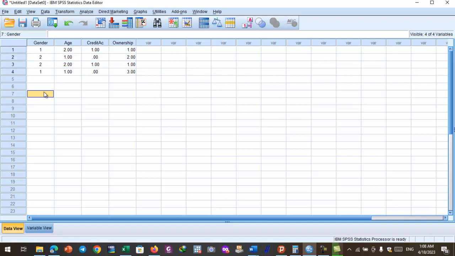This is how we can enter data into SPSS for a categorical single response variable. The data is entered for a categorical single response variable like that.